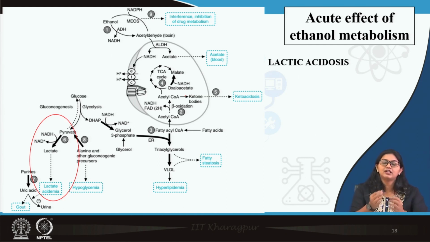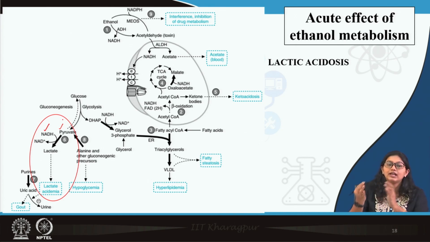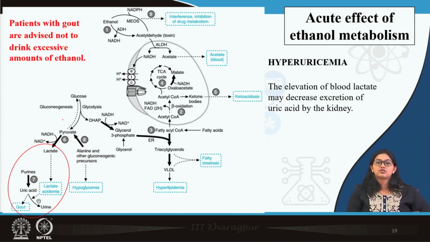Apart from that, there are multiple other toxicities which can be imparted over the cell, like lactic acidosis. Once again, that is the cause of increased NADH-NAD ratio. Lactate is formed in huge amount because there is NADH supply, so pyruvate is actually forming lactate. Pyruvate that could have formed glucose via gluconeogenesis is actually shifted towards formation of lactate, causing accumulation of lactic acid, lactic acidosis. Now, this accumulated lactate has an effect over uric acid excretion also, causing hyperuricemia. The accumulated lactate actually decreases the excretion of uric acid by the kidney.